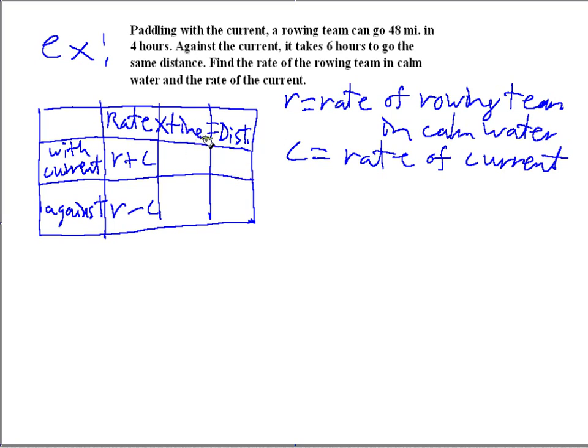Okay? Let's look at the time situation. How much time do we spend going with the current? How much time do we spend going against the current? Well, it says here, paddling with the current, a rowing team can go 48 miles in 4 hours. So with the current, we went 4 hours. Against the current, it takes 6 hours to go the same distance. So against the current, we went for 6 hours. So what is the distance with the current? Again, just multiply to get that distance here. 4 times R plus C. Here, 6 times R minus C. Okay, so that's the distance with the current. That's the distance against the current. And we know what that is.